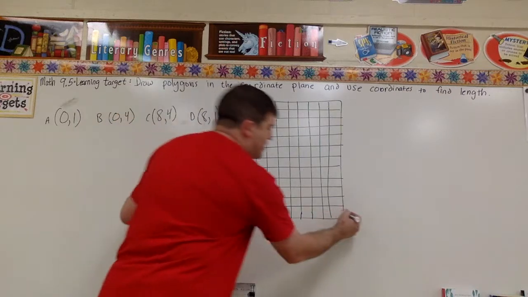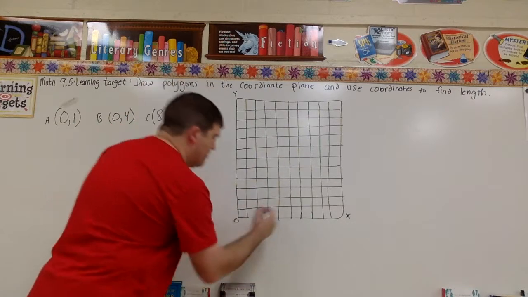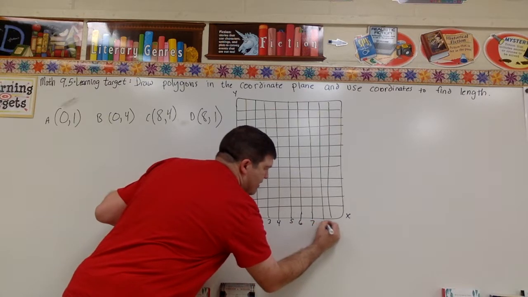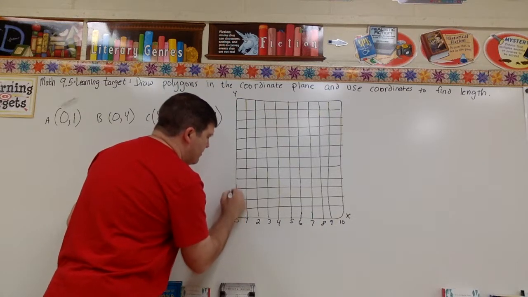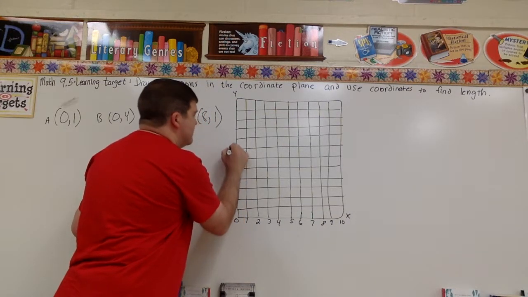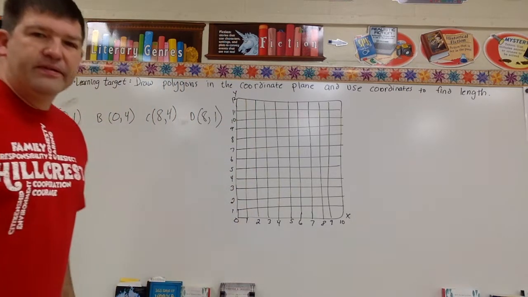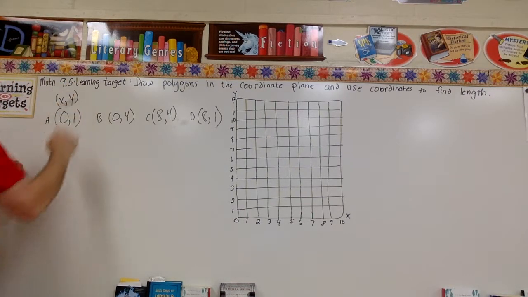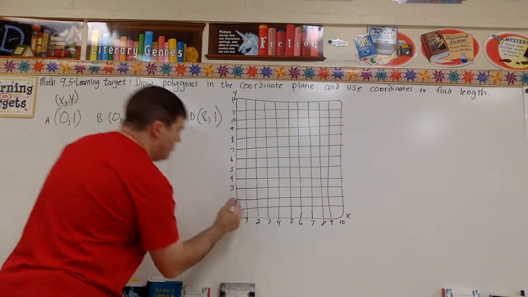This is 0. I know this is my x, this is my y, and this is all going to be positive. So I go by 1, 2, 3, 4, 5, 6, 7, 8, 9, 10. Okay. Now I want to go up. That's 0. 1, 2, 3, 4, 5, 6, 7, 8, 9, 10, 11, 12. Okay. So now I want to plot these. It always is x, y. X first, y second. So 0, I go over 0 on my x, and I go up 1.